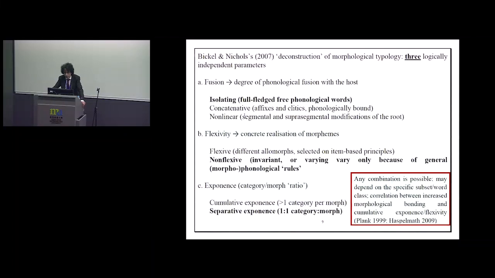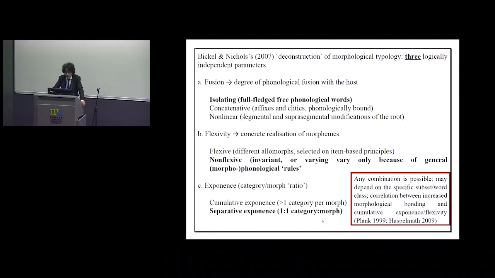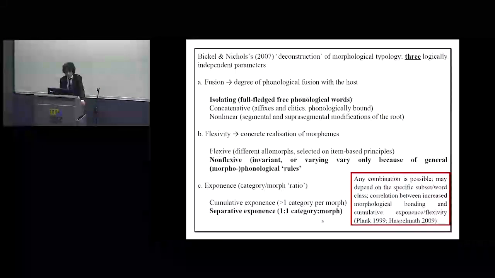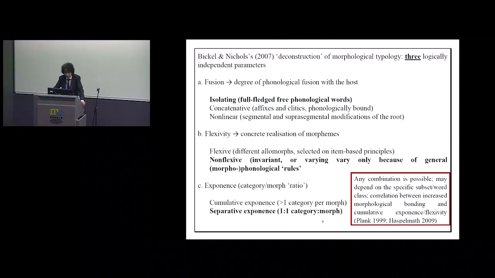Bickel and Nichols proposed a deconstruction of the idea of morphological types by proposing three logically independent parameters, for which any combination is possible. So you can get the ideal types, but you also get mixed types. In the ideal isolating type, if you look at the degree of fusion, you would have isolating formatives, so grammatical meaning is expressed by separate phonological words, whereas the other options would be concatenative formatives like affixes and clitics, or even nonlinear, non-concatenative formatives like segmental and suprasegmental modifications of the root.